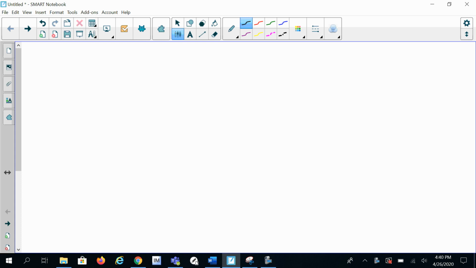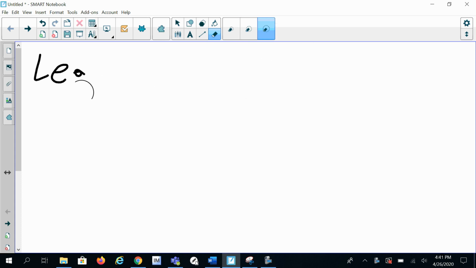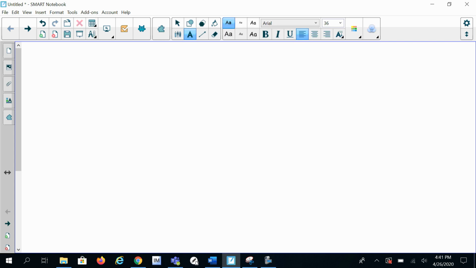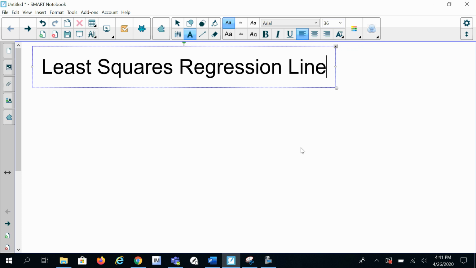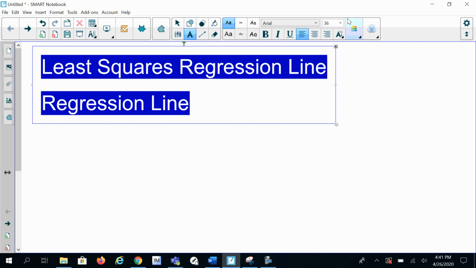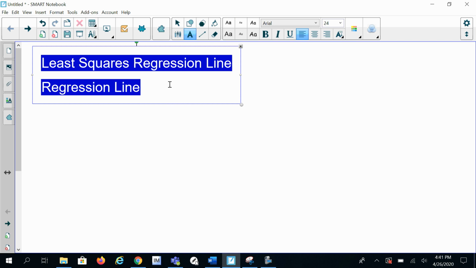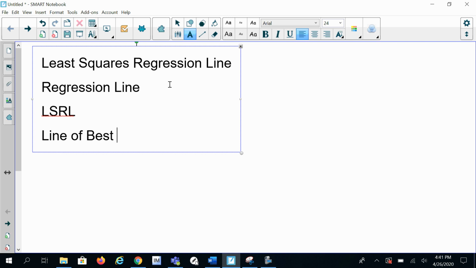you'll see it called lots of different things, but we have what's called the least squares regression line. Also known as maybe just the regression line. You may hear it called that. I call it a lot of times the LSRL for least squares regression line. You'll also see it called the line of best fit.